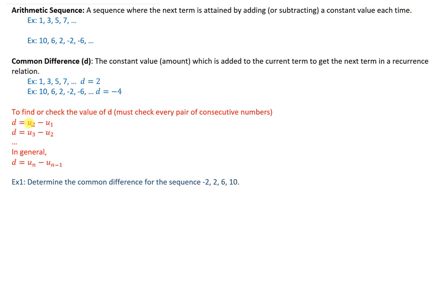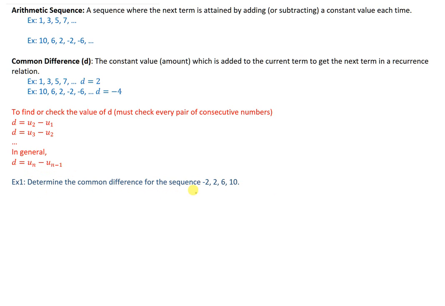To do that, to find the common difference, we take the second term, subtract the first term. Take the third term, subtract the second term, and so forth. So every time we take a current term and subtract the previous. So in general, d is the current term minus the previous term, so un minus un-1.